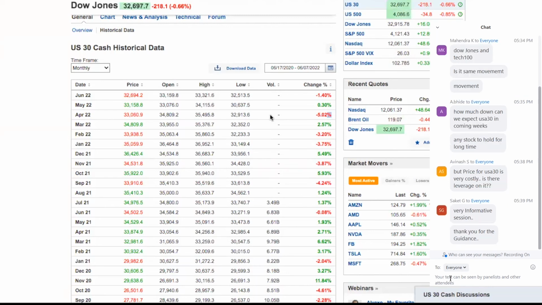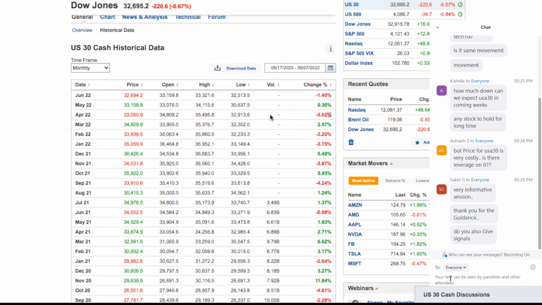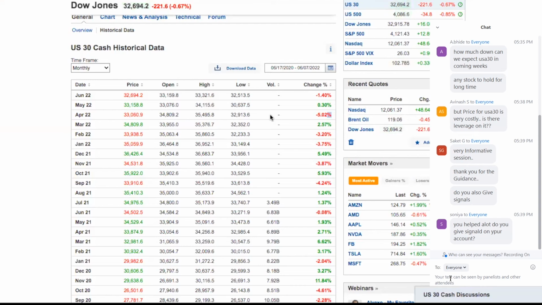Any other question? Okay, I got a question from Mr. Avinash. The price for USDT is very costly, and the leverage on it. Yes, definitely, Mr. Avinash, we have the leverage. Now, MTrading is the only broker which is allowing you to trade in cents. In other brokers, they have a leverage of roughly 1 to 200. Now, 1 to 200 means to buy one quantity, it requires a margin of $183. You cannot go with 0.50, you cannot go with 0.10 like that.